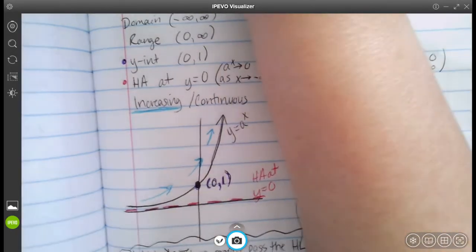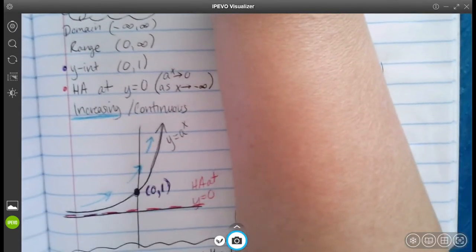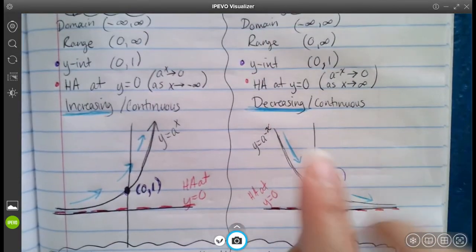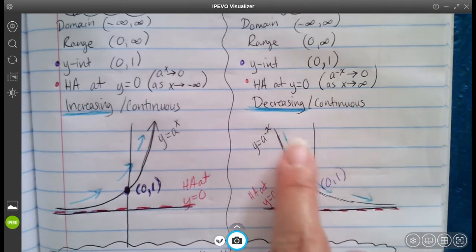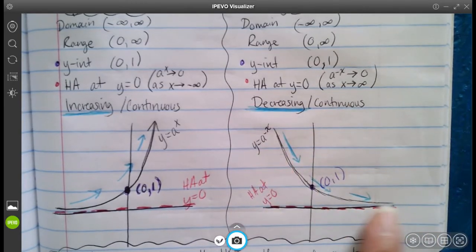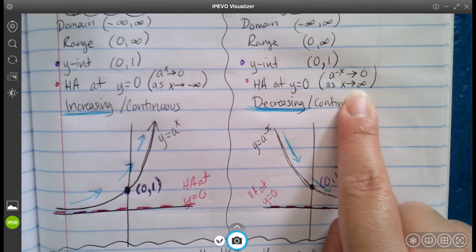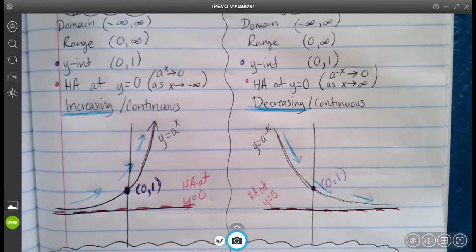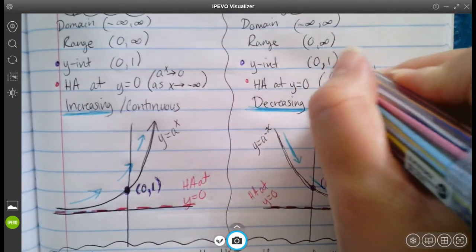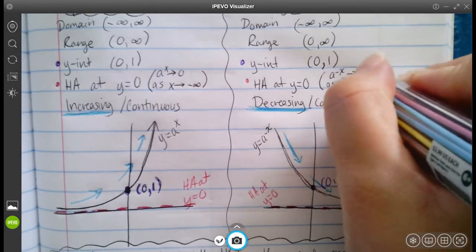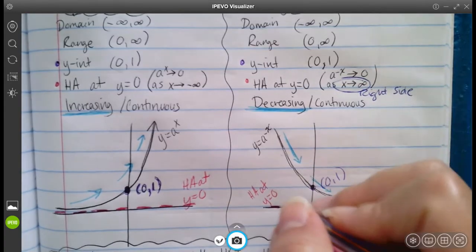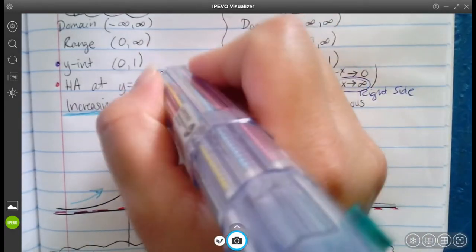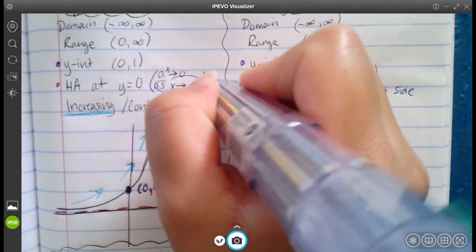On the other side, we have the graph going the other way. Sorry if it's a little bit crooked. So now we're decreasing as we go from left to right, but you're going to see that the graph is getting close to 0 on the right side. Okay, so if you forgot what that means, guys, you might want to write that down. This right here means on the right side, and this one is on the left side.